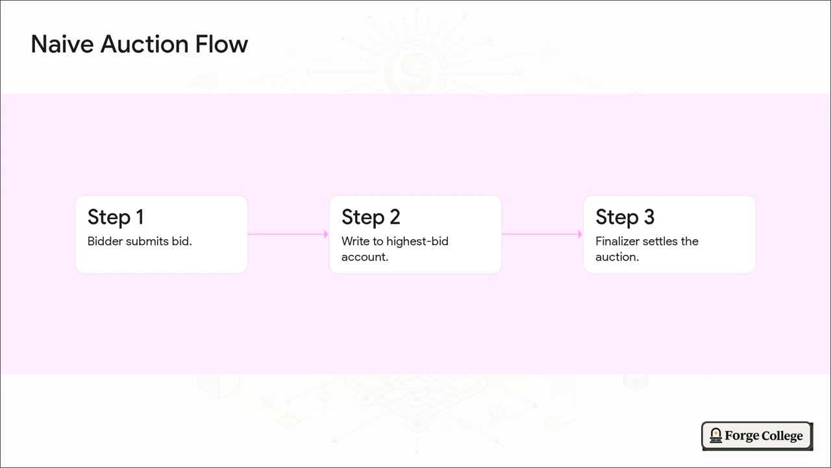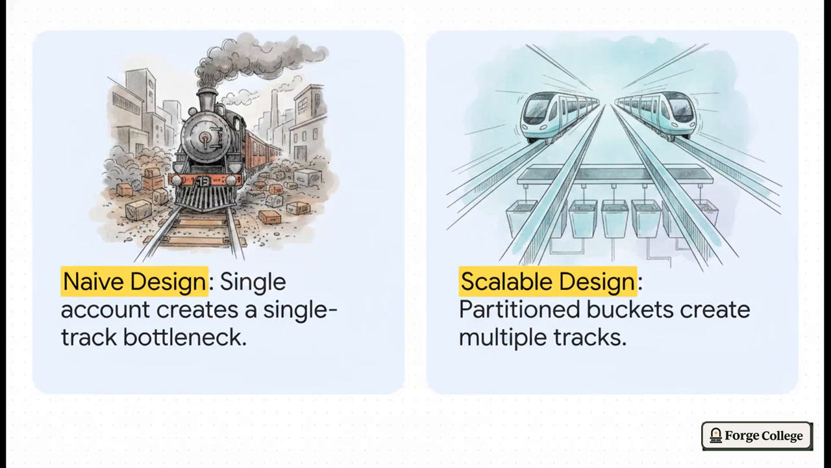Step 1, a bidder submits a bid. Step 2, the transaction writes to the auction's single highest bid account. Step 3, the finalizer settles the auction. Sounds completely logical, right? It's usually exactly how Web 2 developers first approach Web 3, bringing over those deeply ingrained relational database habits. But remember our trains. In this naive design, every single bidder is trying to write to that one highest bid account at the exact same millisecond. And that is exactly why it fails.